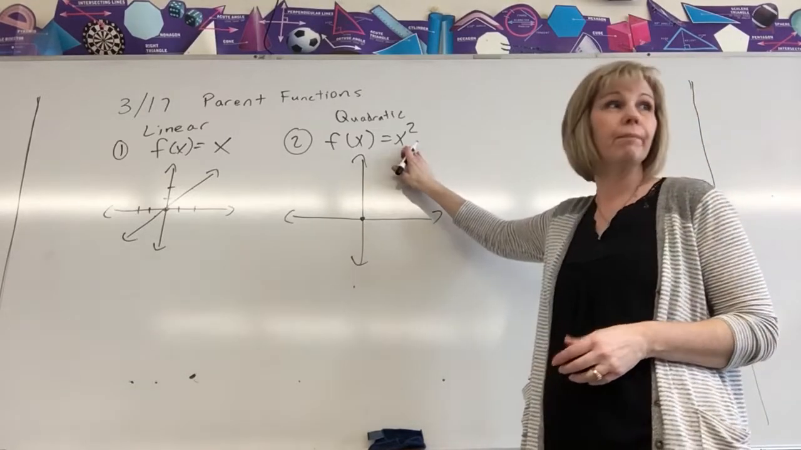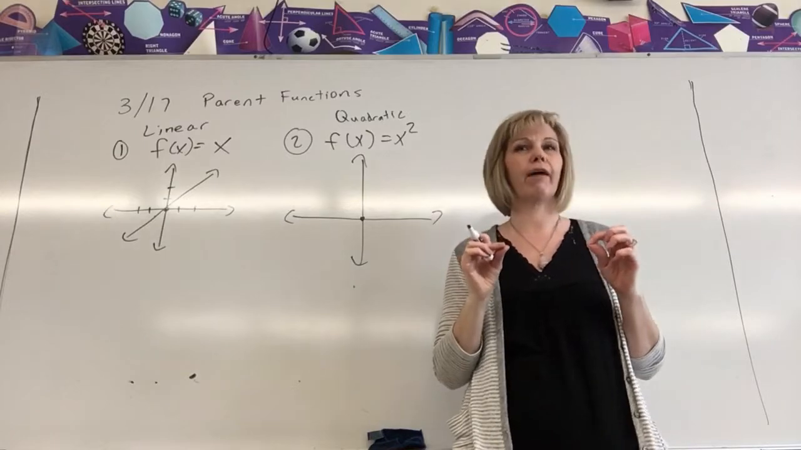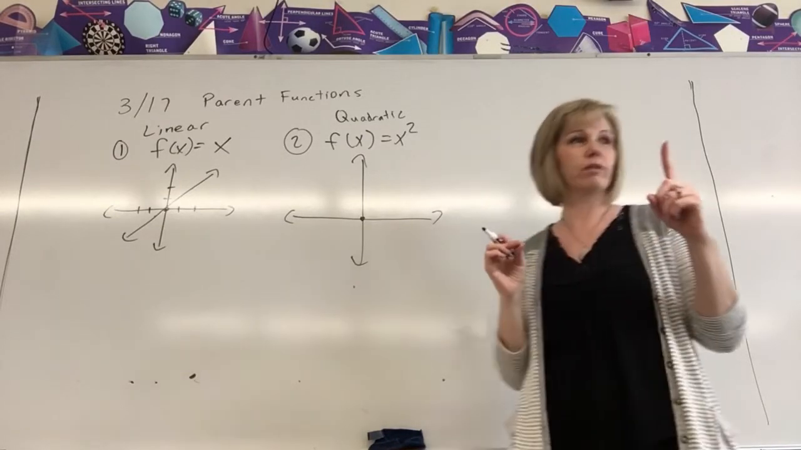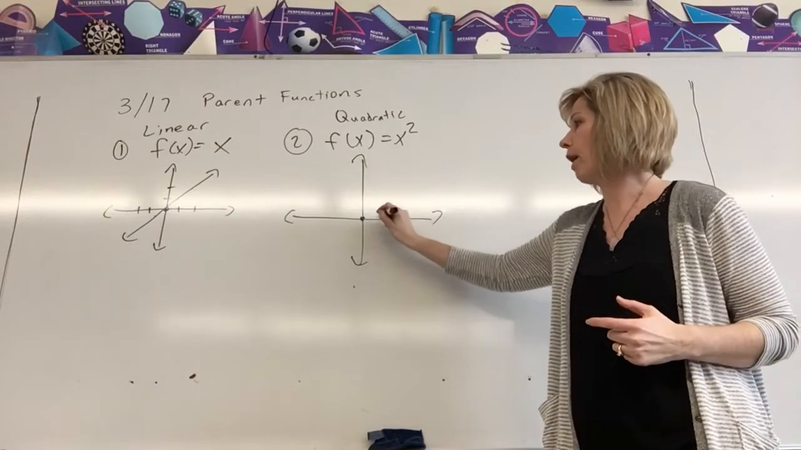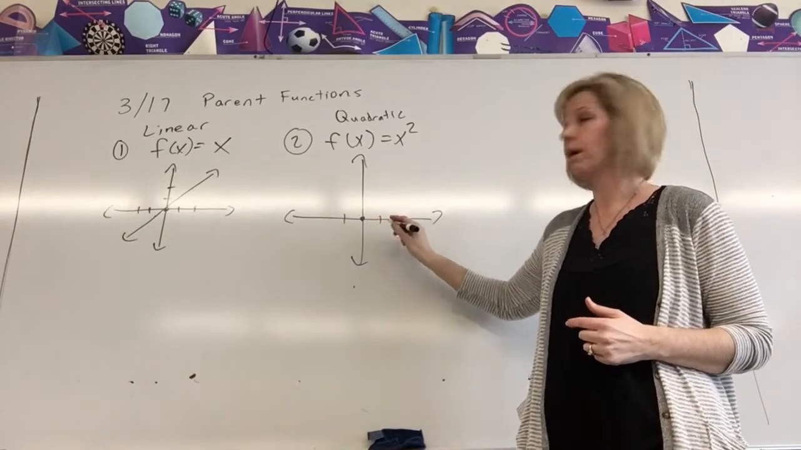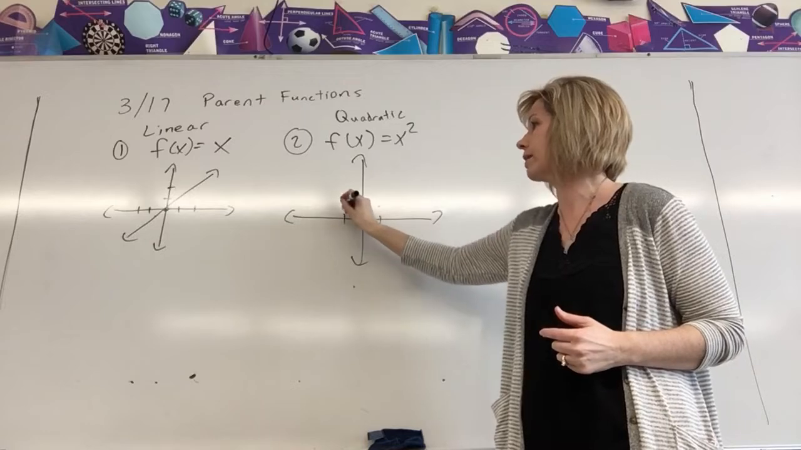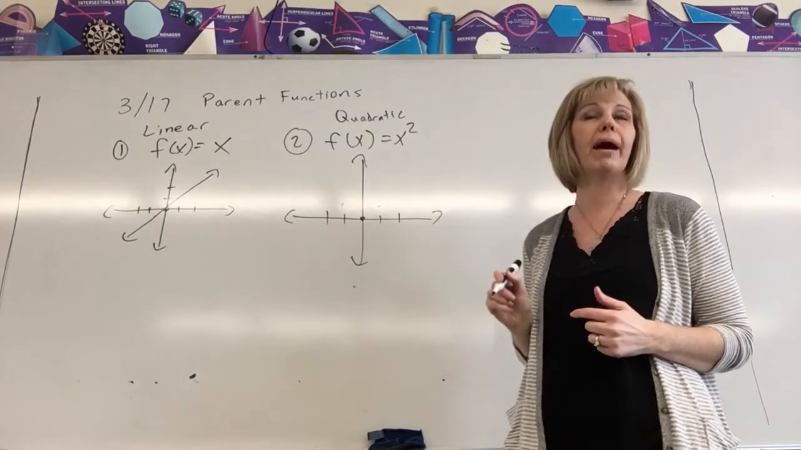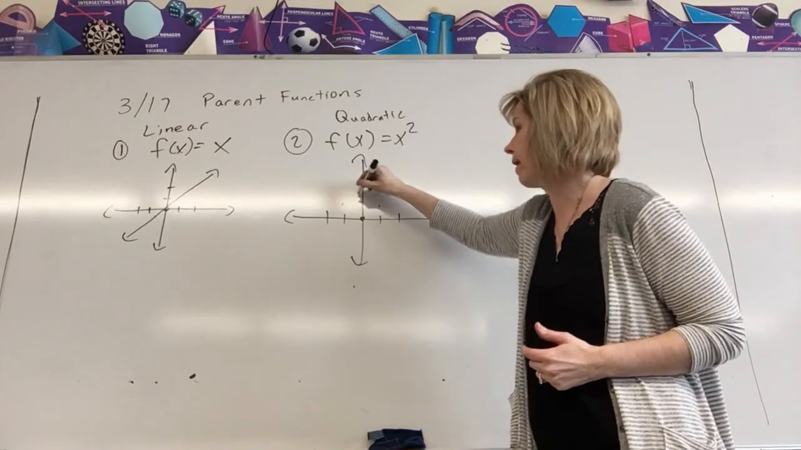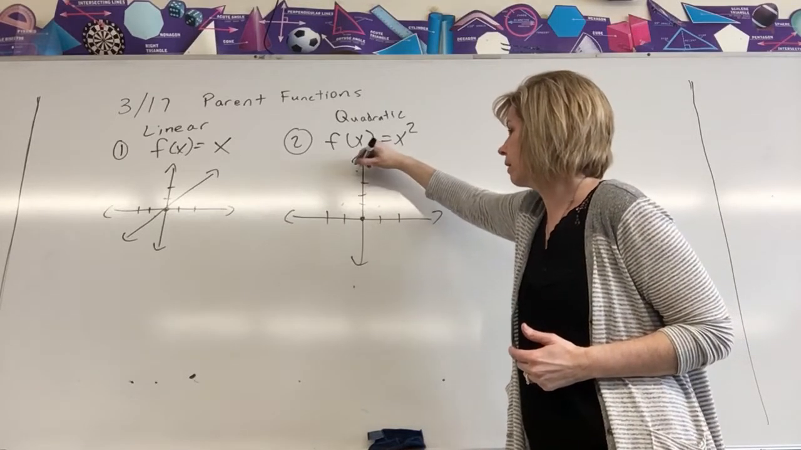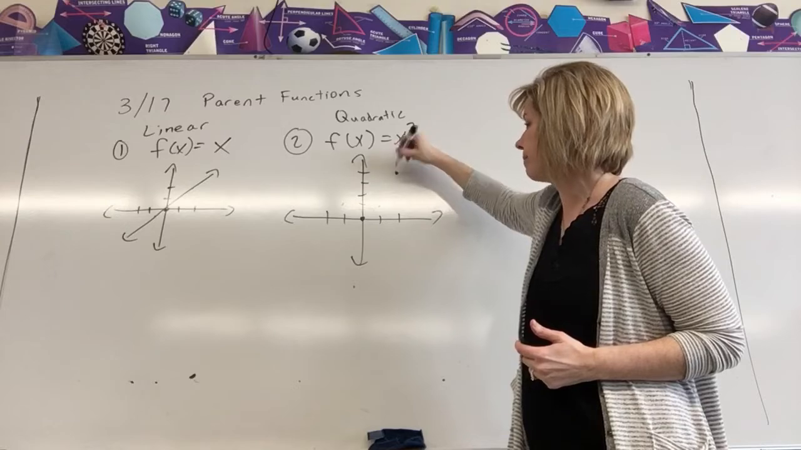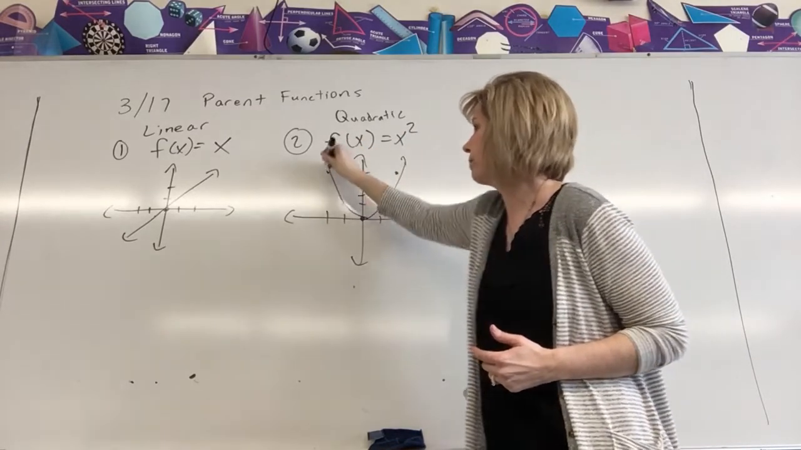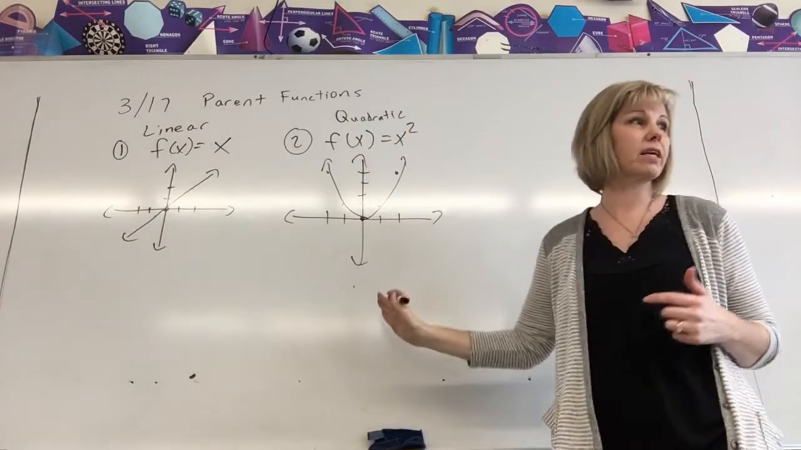So what was the stretch of this graph? What's the stretch if it doesn't have a number? 1. Okay, so think about the pattern. If I went over 1, I went up what? 1. Over 1, up 1, because 1 squared is still 1. If I go over 2, I have to go up how many? 4. 2 squared gives me my output of 4. All right, so 2, 4 is a point, and negative 2, 4. So we remember it had symmetry with respect to the y-axis.